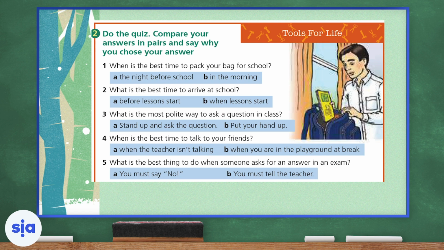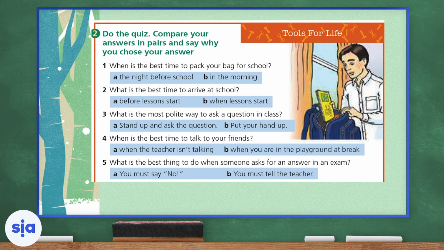Question 2. What is the best time to arrive at school? When do you think you have to arrive at school? Before the lessons start or when the lessons stop? There's a difference between them. Before means before the session or the lesson starts. When lessons start means at the exact moment the lesson starts.